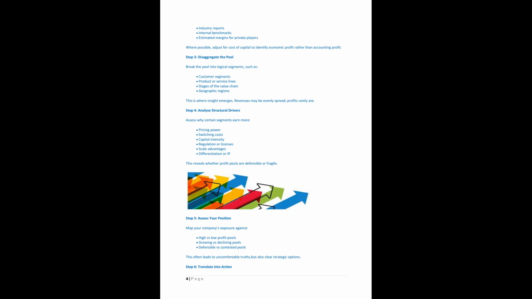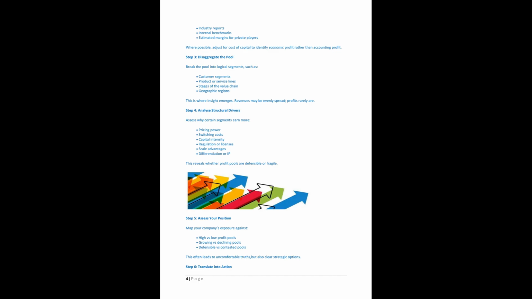To start, gather data from industry reports, internal benchmarks, and estimated margins from private players. Whenever possible, adjust these figures to the cost of capital to focus on economic profit, instead of just accounting profit. Next, break the overall profit pool into logical segments like customer groups, product to service lines, stages within the value chain, or geographic regions. This disaggregation is crucial because while revenues might be similar across segments, profits usually are not.